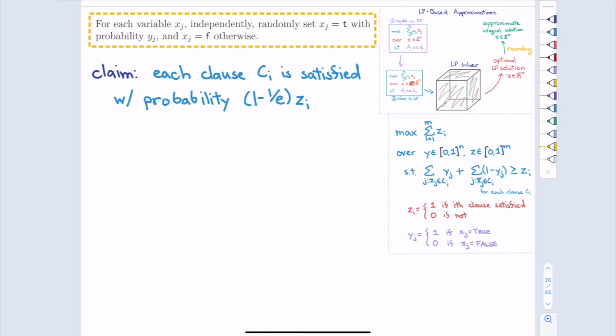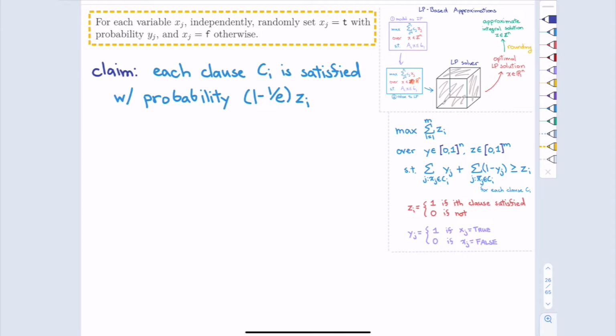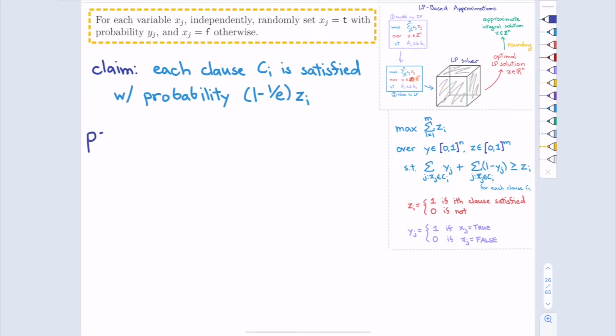So we need to analyze this. Let's start. The probability that Ci is satisfied. So how should we get started? How do I analyze this? Yeah, we are looking at one clause, just some Ci. So what should I do with that one clause?